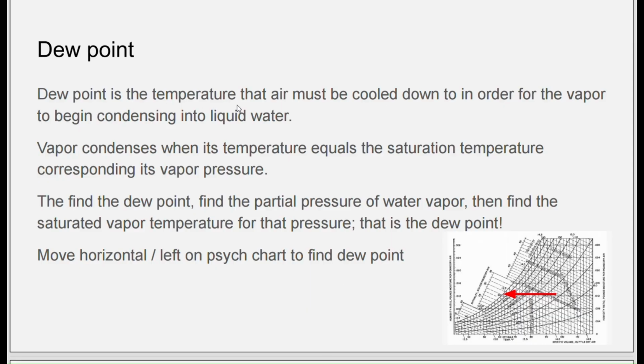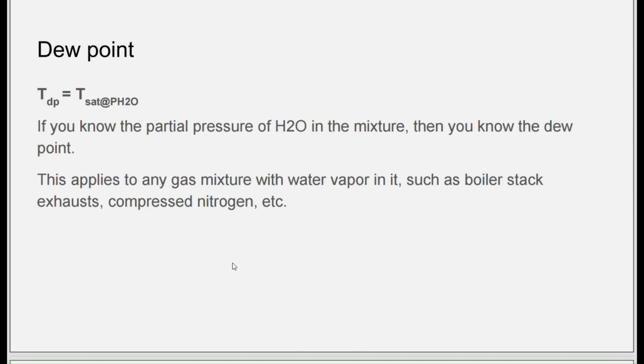Let's talk dew point next. As you cool down air at a given state, it eventually hits the saturation curve, and that temperature at which it's saturated is called the dew point. That's the easiest way to visually explain it. For a more technical explanation, you can say that the dew point temperature of your air is the saturation temperature based on the partial pressure of the water vapor in your air-vapor mixture.